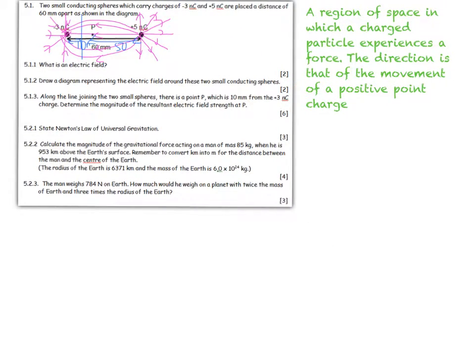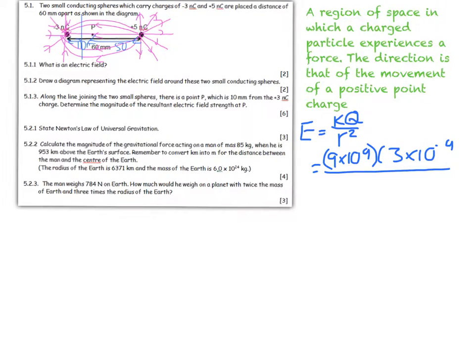The first thing is to say, what is the electric field strength as a result of just the minus 3 nanocoulombs? It's equal to KQ over r squared, which is equal to 9 times 10 to the 9 multiplied by 3 times 10 to the negative 9, and it is 0.01 squared, and I land up with 270,000 newtons per coulomb. And remember, it's from positive towards negative, so that is going to be to the left.